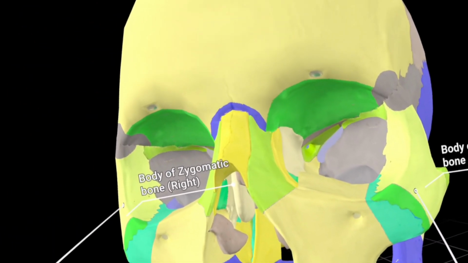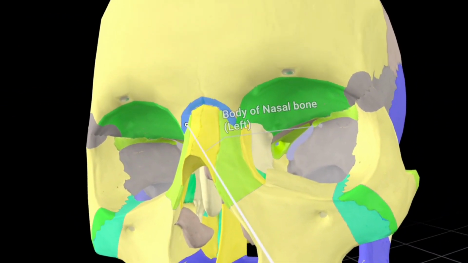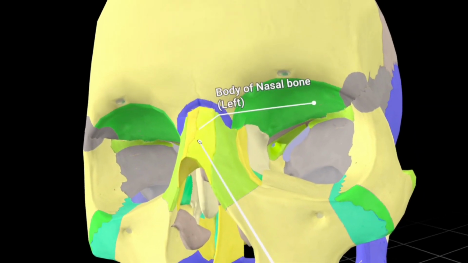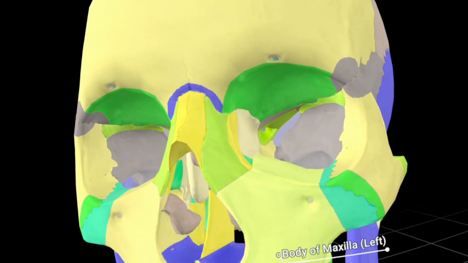Next we have the nasal bone. Next we have the maxilla. That's the upper jaw.